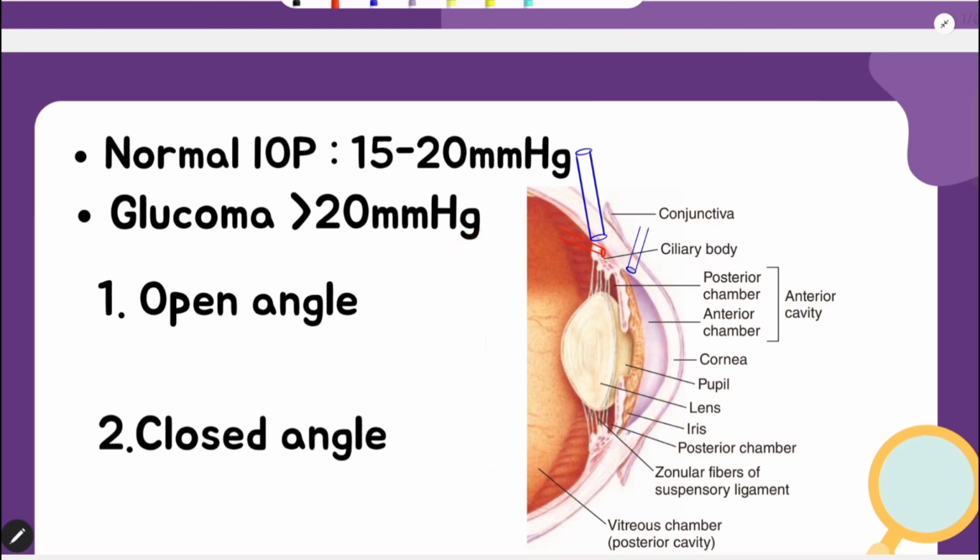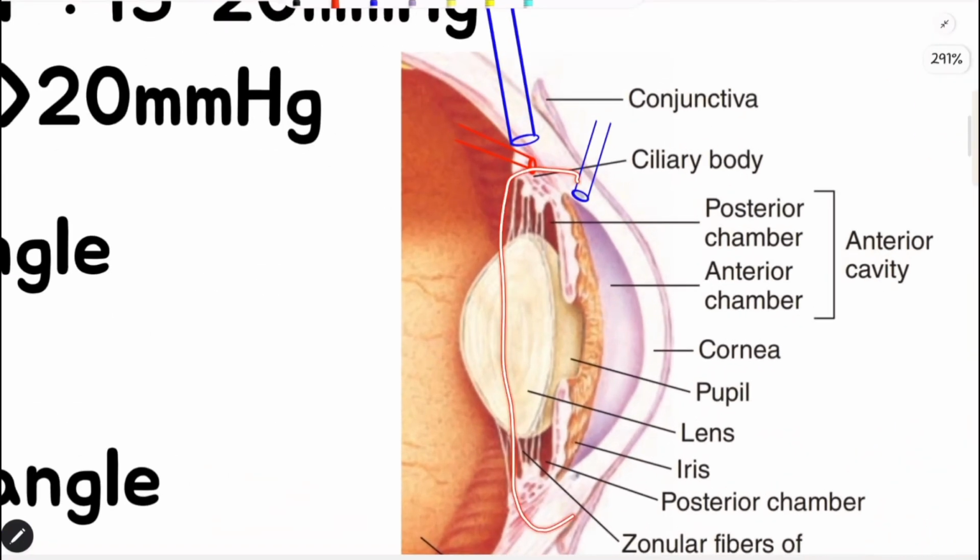and it is divided by this lens. The fluid in the posterior cavity is called vitreous humor and the fluid in the anterior cavity is called aqueous humor. This whole anterior cavity is further divided into anterior chamber and posterior chamber by this iris. And the space in the iris is called pupil.